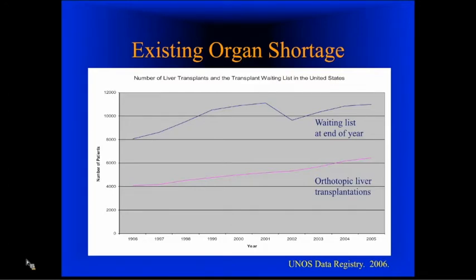I just want to point out over here the big change: this is when we switched the allocation method from just waiting time to the MELD scoring system in early 2002. So a lot of people who didn't actually need a transplant were taken off the waiting list because their MELD scores weren't high enough to warrant that a transplant would make a difference for them.